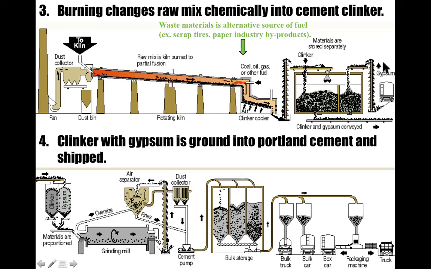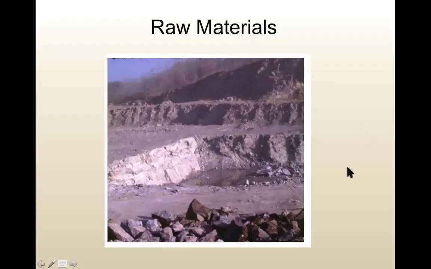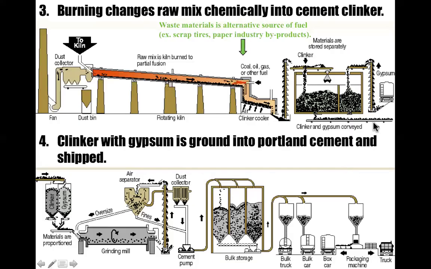Gypsum is added here again to slow down the chemical reaction and control the setting time of concrete. And the final step: the clinker together with gypsum is ground into fine powder form. So we have Portland cement. That's the cement we see, which we can buy from Home Depot or Lowe's in bags.